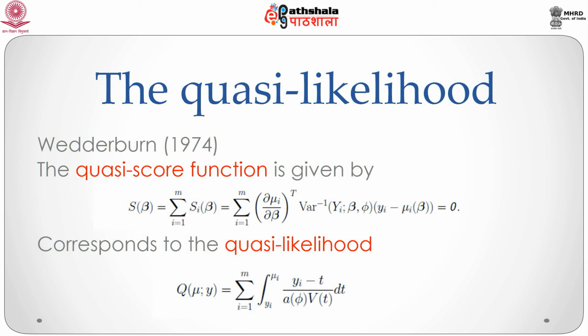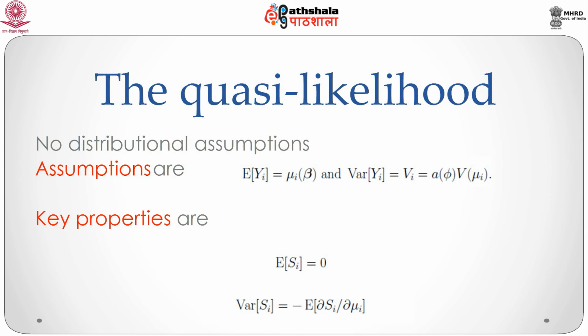Note that construction of the quasi-likelihood function Q only requires us to know V as a function of t and thus does not require any parametric distributions. So to repeat here, we are making no distributional assumptions. We are only assuming that the expectation of y_i is mu_i(beta), some known function of beta, and that the variance of y_i is given by V_i equal to a(phi) into V(mu).